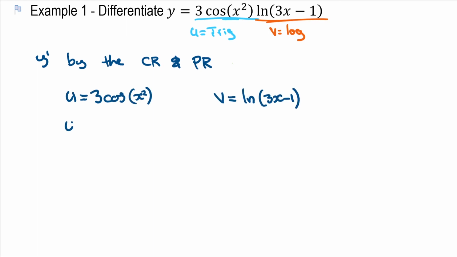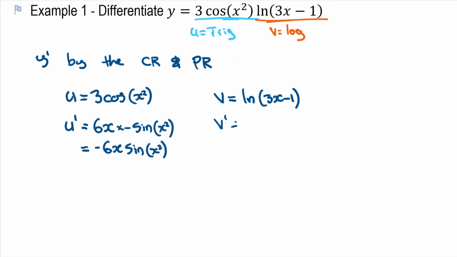So I can find my u prime by using the chain rule, and if I differentiate what's on the inside here, that's going to be 2x. So 2x times by 3 is going to give me 6x. The derivative of cos is negative sine. Let me say times by negative sine. I'll clean it up in the next line. And x squared stays on the inside, so I can say that's equal to negative 6x sine of x squared.